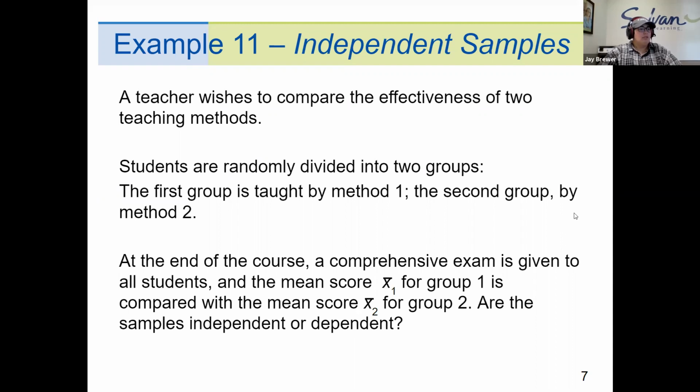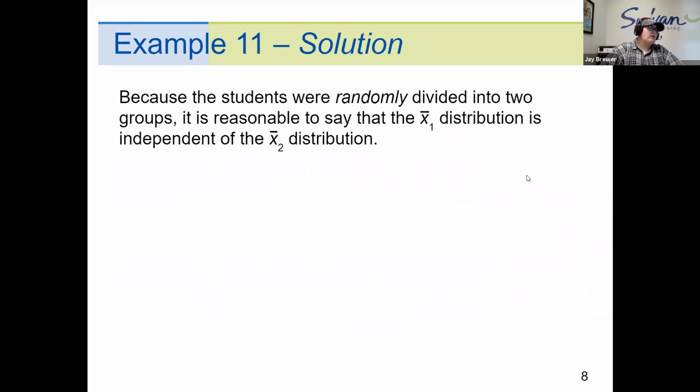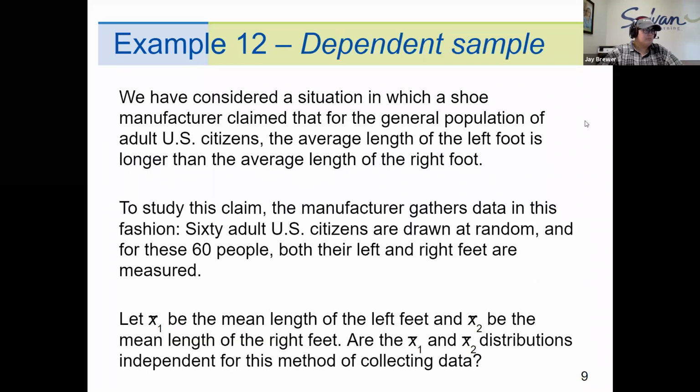At the end of the course, a comprehensive exam is given to all students, and the mean score x bar sub 1 for group 1 is compared with the mean score x bar sub 2 for group 2. Are the samples independent or dependent? Because the students were randomly divided into the two groups, it is reasonable to say that the x sub 1 bar distribution is independent of the x sub 2 bar distribution. All right.